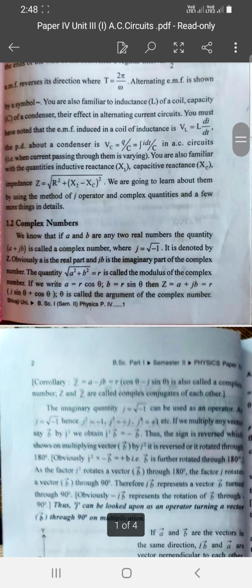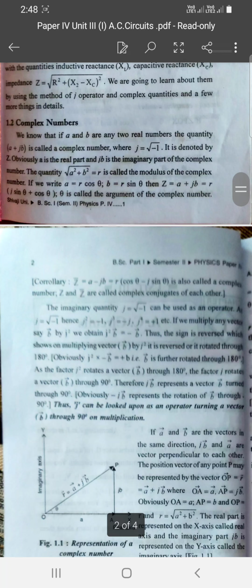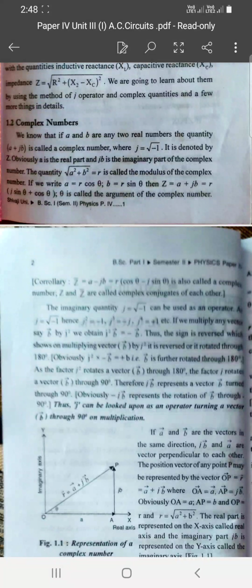Let us move further to complex numbers. Generally, if A and B are any two real numbers, then the quantity A plus j times B, or i times B, is called a complex number, where j, or sometimes generally i, is used in this notation. Here we use j because small i is used for current. Hence for reference we are taking the imaginary unit as j, and j is equal to square root of minus 1.